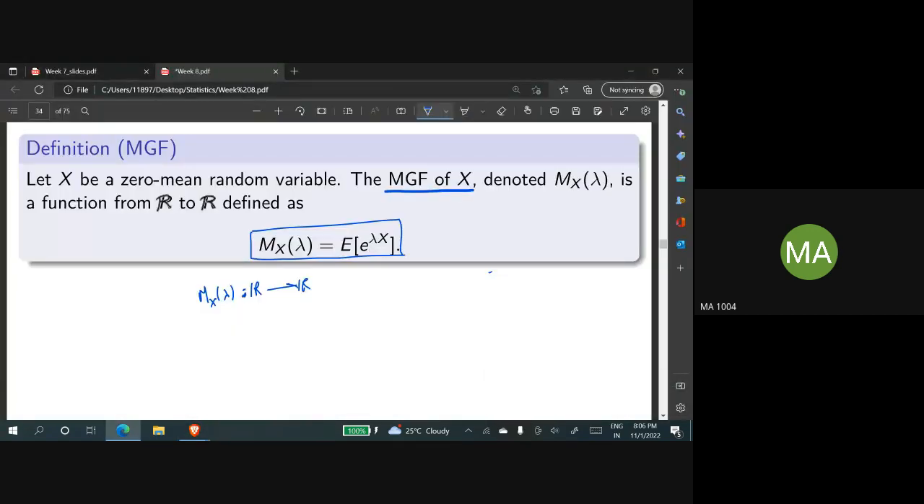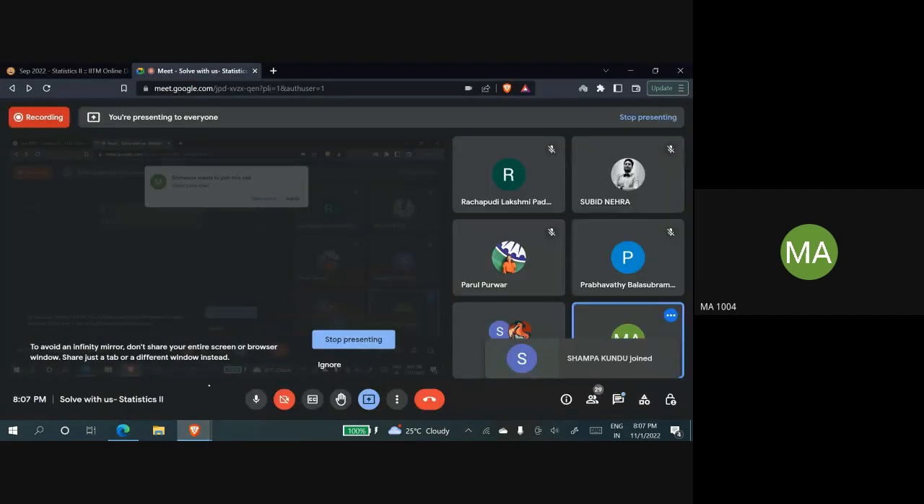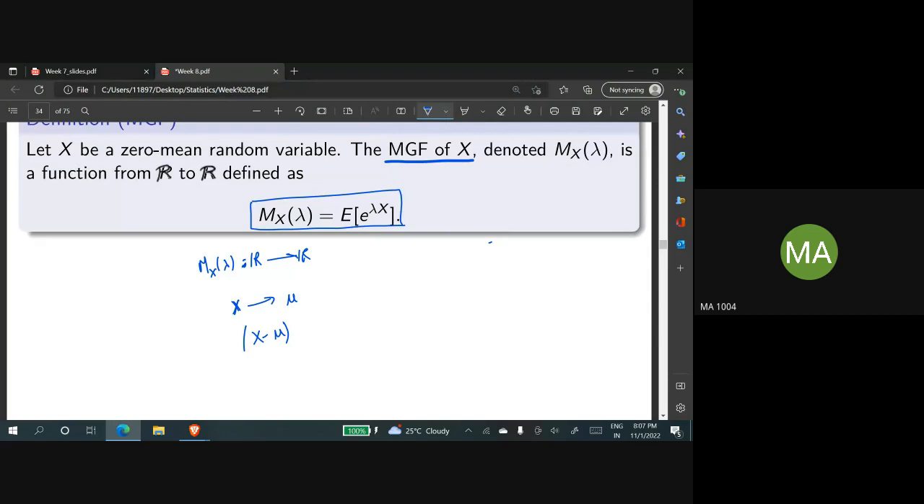Okay, so this is the definition for the MGF. If you have any random variable x, and since we are going to talk about zero mean random variables, let's say the random variable x has the mean mu. When you have to make it zero mean, you can just subtract the mean from this random variable, and this will be a zero mean random variable. So M_X of lambda is the expected value of e to the power lambda x. This is how we define the moment generating function.